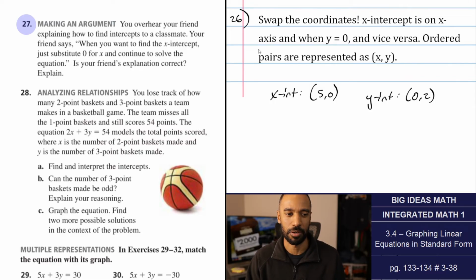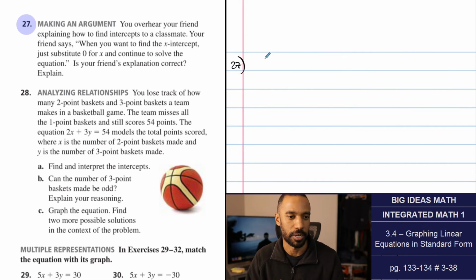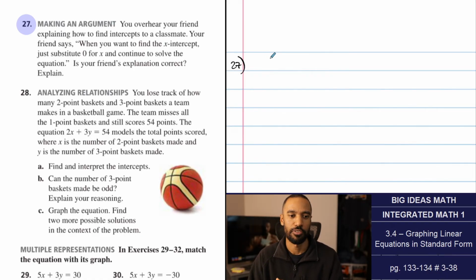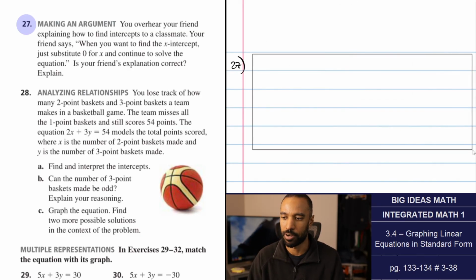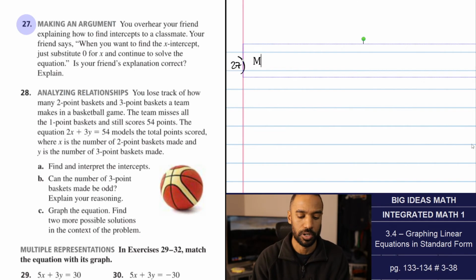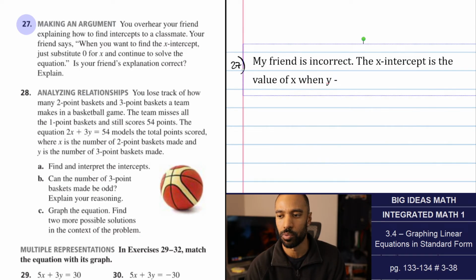Okay, number 27, making an argument. You overhear your friend, you're eavesdropping. You overhear your friend explaining how to find intercepts to a classmate. Your friend says, when you want to find the x-intercept, just substitute 0 for x and continue to solve the equation. Is your friend's explanation correct? Explain. Incorrect. My friend is incorrect. They need to set y equal to 0. The x-intercept is the value of x when y equals 0, not when x equals 0.